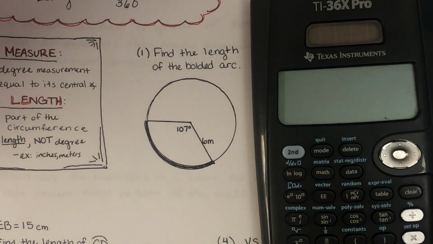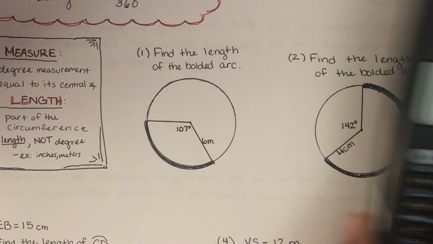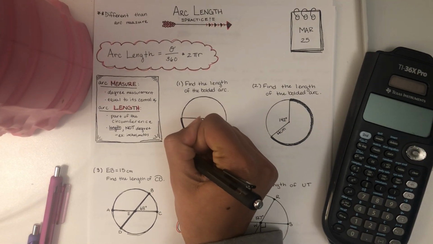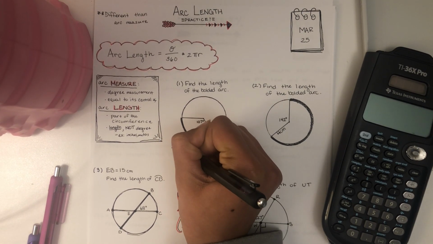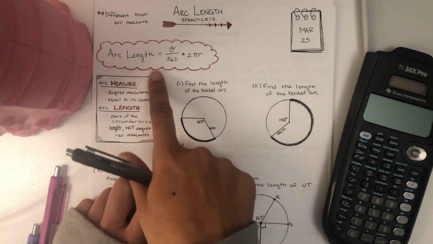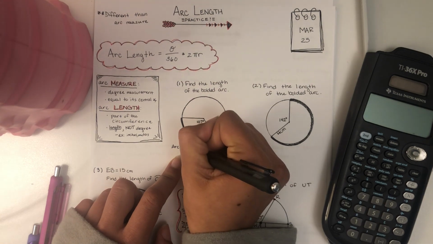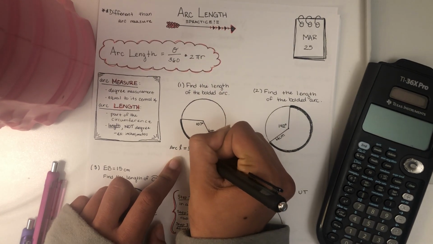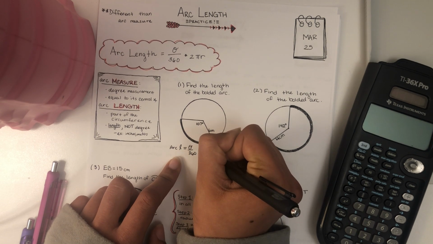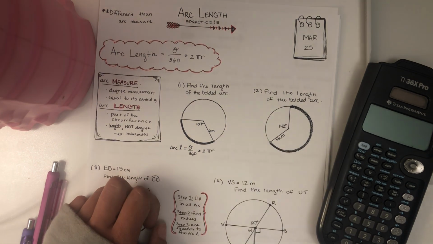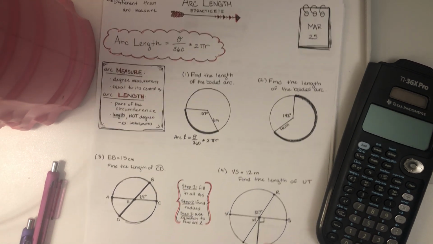So let's pull out this formula. I'm going to say arc L. I don't want to write out all of arc length, so I'm just going to write arc L is equal to theta over 360 times 2 pi r. Now we're going to fill in stuff that we know.